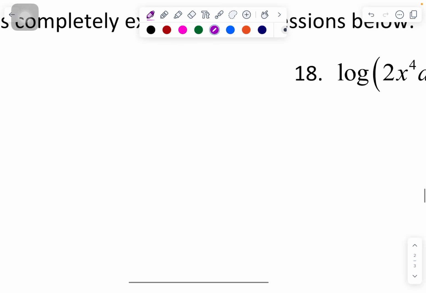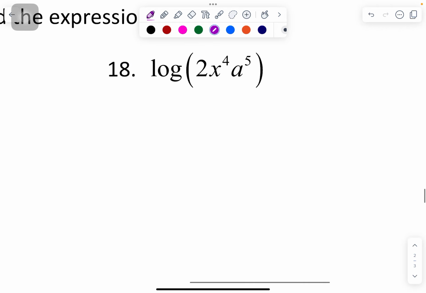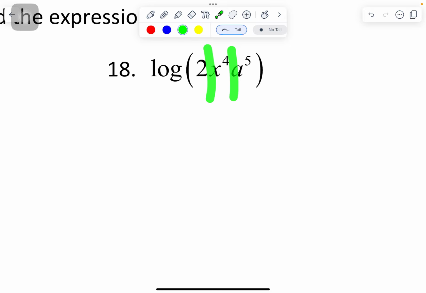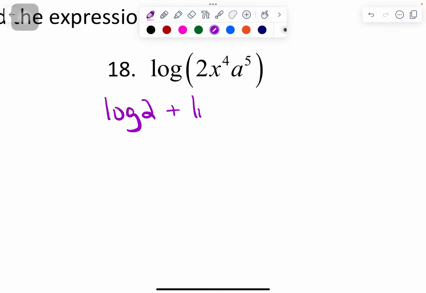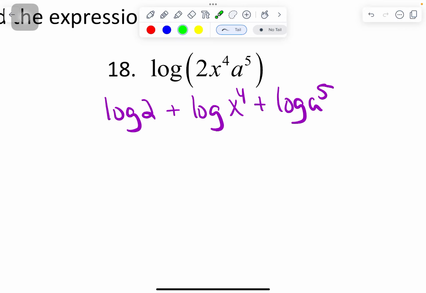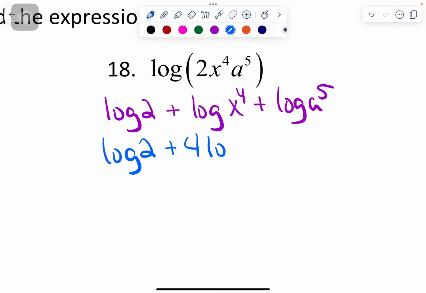And I'm almost done. Number 18, we're going to split. Whoops, apparently I'm going to hit the wrong thing. Split on the multiplication, split on the multiplication. So this is going to be log of 2 plus the log of x to the 4th plus the log of a to the 5th. I'm going to fly the exponents, and I will then be done with this problem. So log of 2 plus 4 log x plus 5 log a.